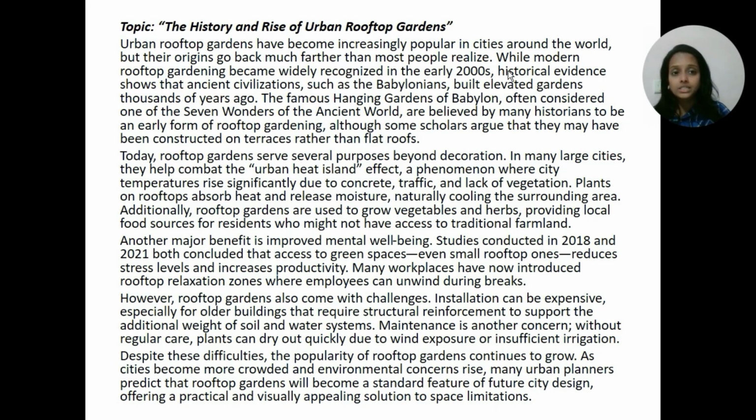than most people realize. While modern rooftop gardening became widely recognized in the early 2000s, historical evidence shows that ancient civilizations such as the Babylonians built elevated gardens thousands of years ago. The famous hanging gardens of Babylon, often considered one of the seven wonders of the ancient world, are believed by many historians to be an early form of rooftop gardening, although some scholars argue that they may have been constructed on terraces rather than flat roofs.